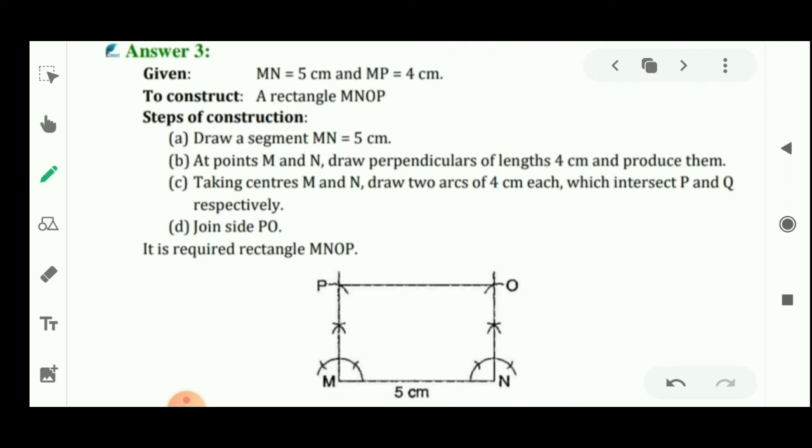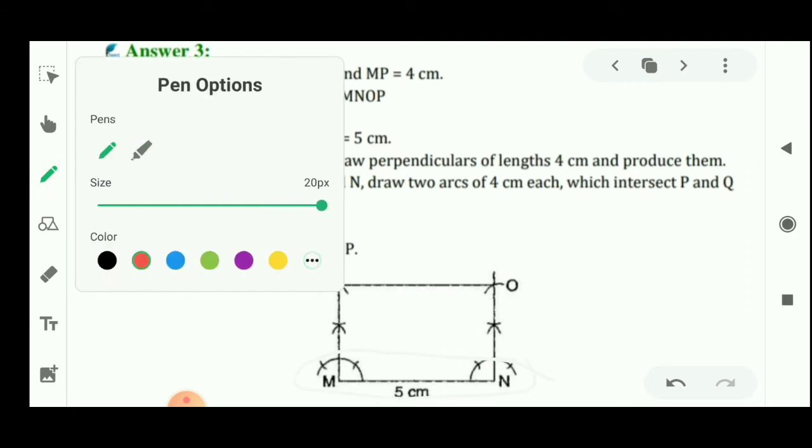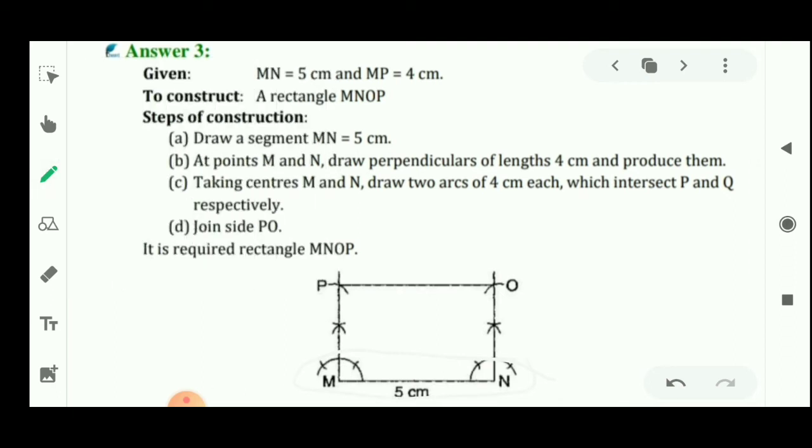Student, for the rectangle MN you have to draw 5 cm. That means MN's value is given, length is 5 cm. So firstly we have to draw MN equal to 5 cm. After this you have to make an angle from M and N, that is 90 degrees.